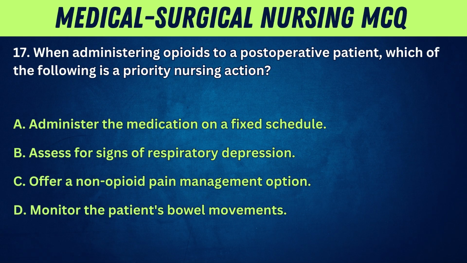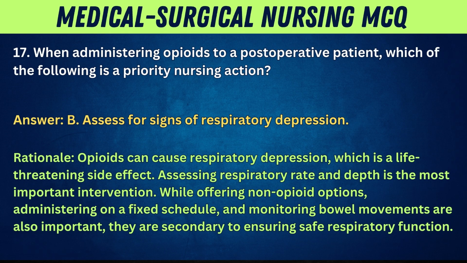When administering opioids to a postoperative patient, which of the following is a priority nursing action? A. Administer the medication on a fixed schedule. B. Assess for signs of respiratory depression. C. Offer a non-opioid pain management option. D. Monitor the patient's bowel movements. Answer: B. Assess for signs of respiratory depression.